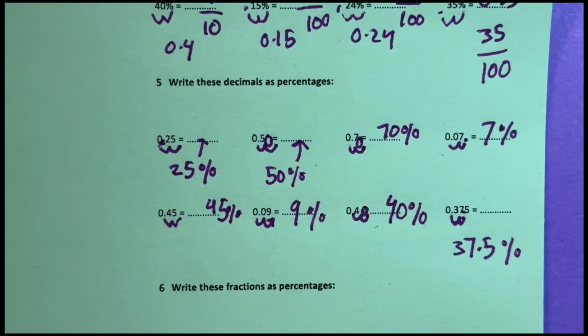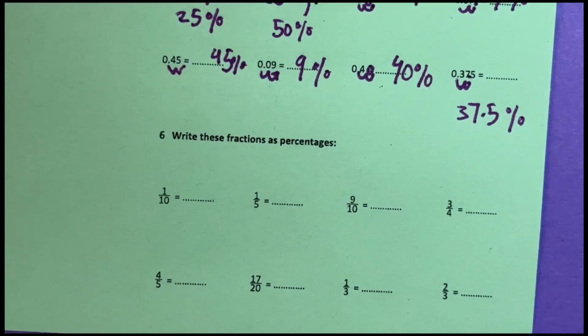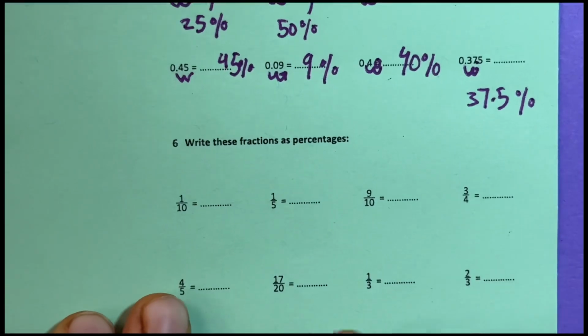Okay, we're gonna go on to the last section, write the fractions as percentages. So go ahead and look at your pink paper, see what you need to do. And read it out loud. Pause this. Go to fractions to percents. And it's going to tell you first to turn it to a decimal, then to a percent. So it's a 2-step. So first we have to turn it to a decimal.